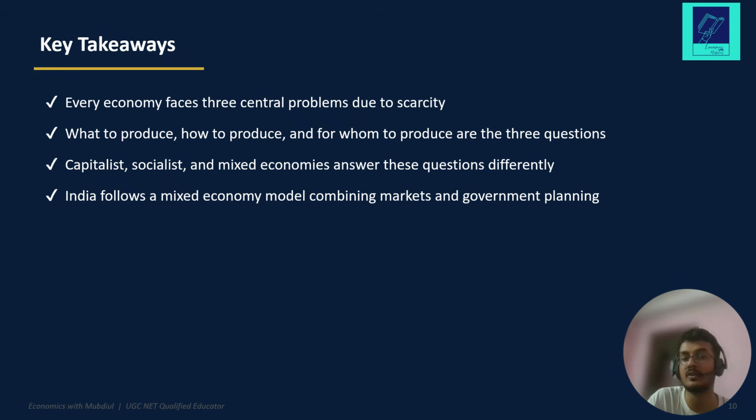We then compared the three different economic systems. Capitalism relies mainly on market forces, socialism relies mainly on government planning, and India follows a mixed economy combining both. If you remember this logical flow, you will never find this chapter difficult. Now here is a simple trick. Remember the three questions as WHF: what, how, and for whom. Whenever you see the three central problems of an economy, immediately think WHF.